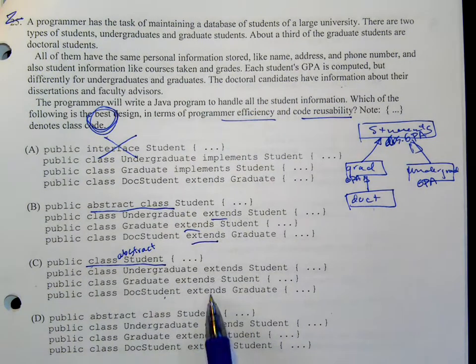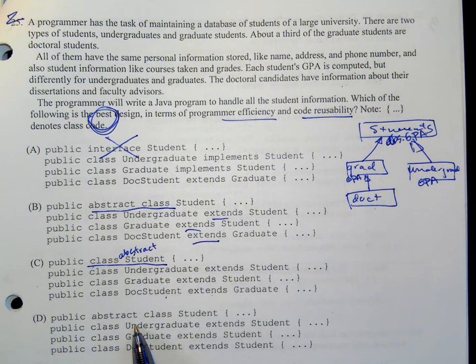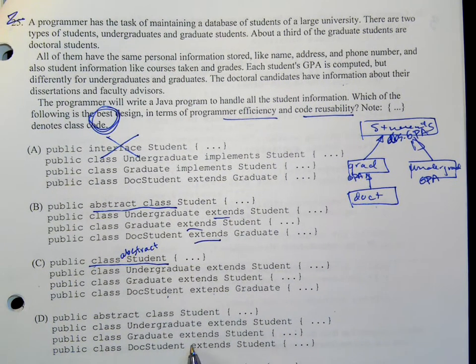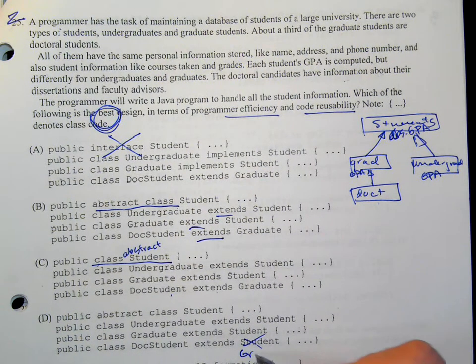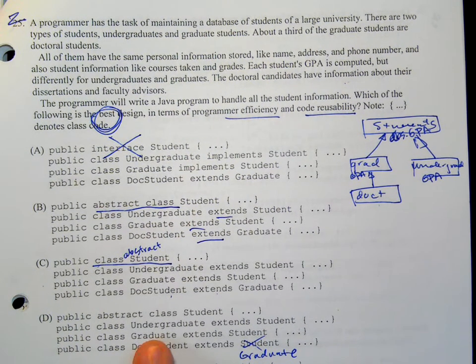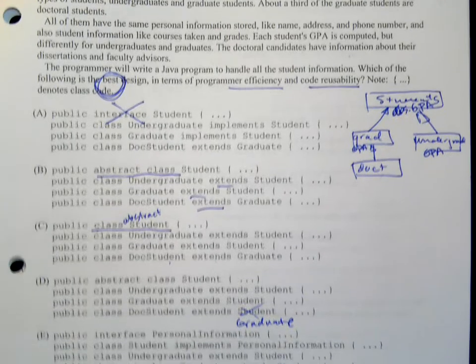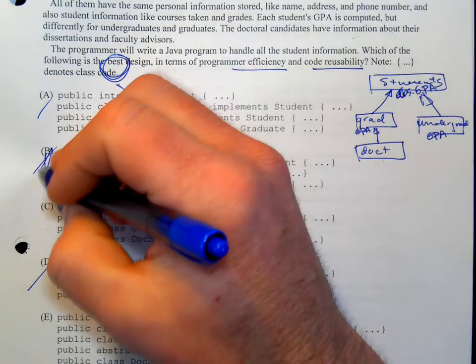We could do doc student extends grad student, undergrad. Okay, so the rest of that looks fine. This one has abstract class student, undergrad extends student, grad extends student, doc extends student. No, doc should extend grad student because it already has those things in common. We shouldn't have to rewrite the stuff from graduate into doc student because doc students are graduate. So that one's no good. Actually, that one was good.